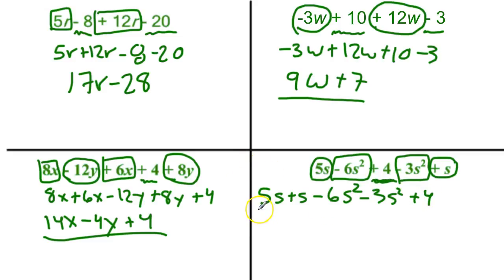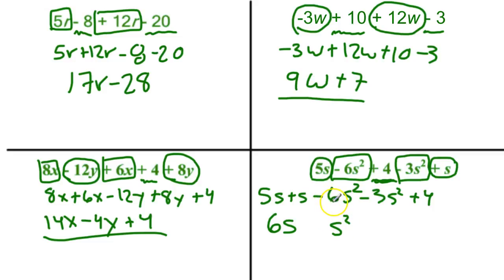Now I can combine positive 5s plus s. I know it ends with an s. If you don't see a number in front, there actually is a number. It's a 1. There's only one s right here. So 5 plus 1, that is 6s. Over here, this is going to end with an s squared.